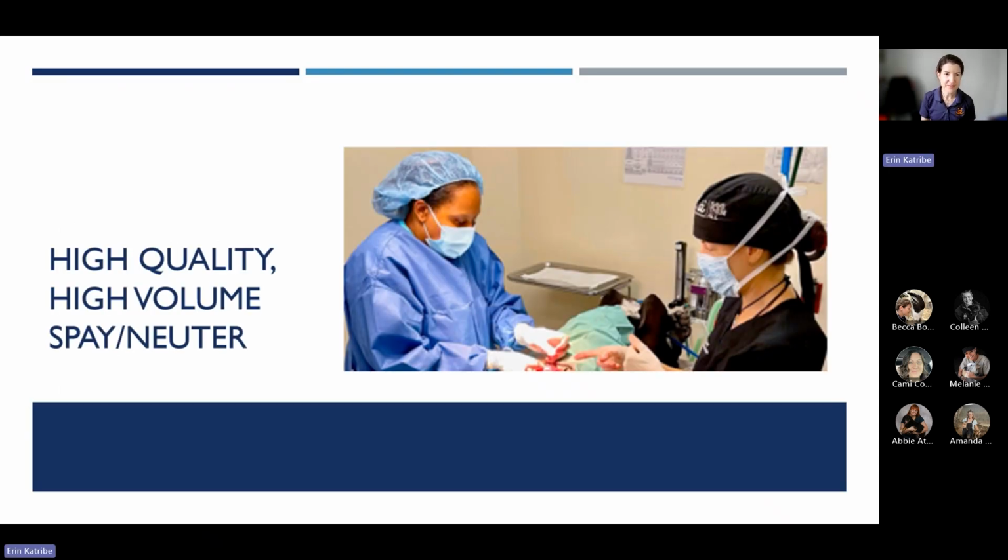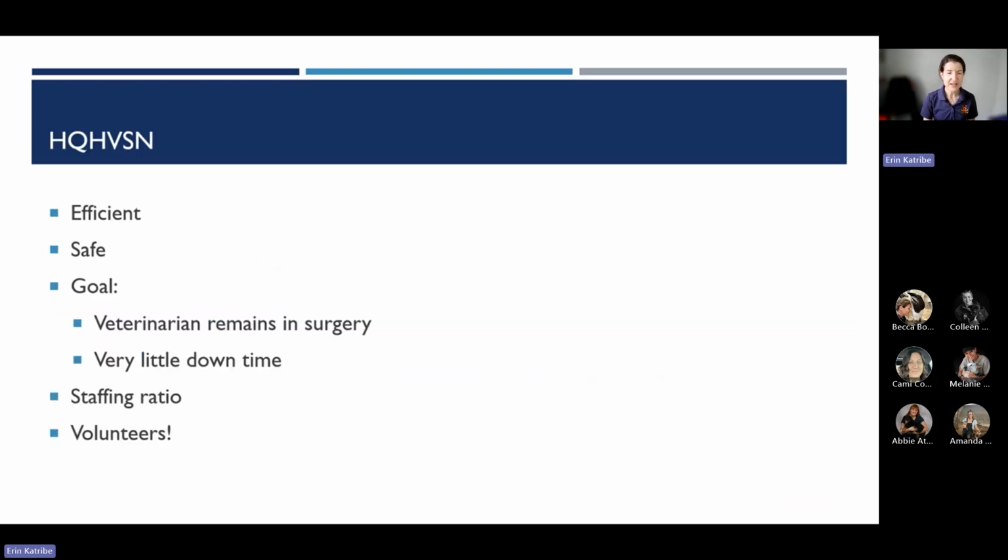All right. Important part of preventive care is going to be spay and neuter, right? So let's talk briefly about high quality, high volume spay and neuter. So high quality, high volume spay neuter, when we talk about this, we think about programs that are efficient, programs that are safe. And it's both high quality and high volume. Our goal with these programs is the veterinarian remains in surgery as much as possible and has very little downtime. We want the vet doing things that only the vet can do, and that is essentially surgery, right?